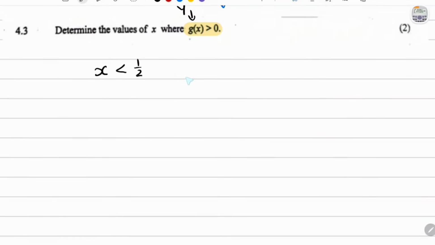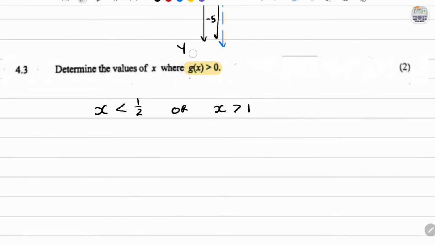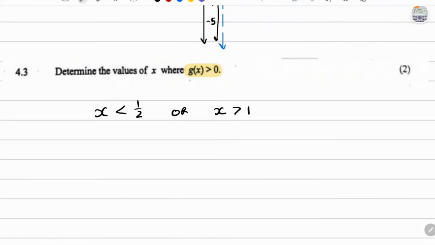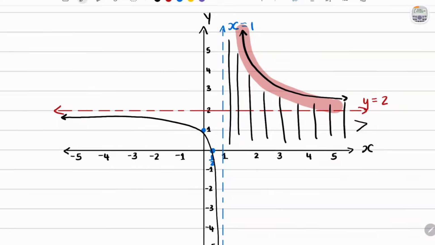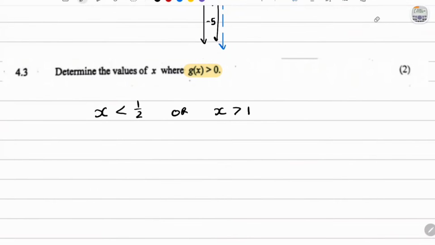So this is where x is greater than 1. Okay, so we can tell them that: x is greater than 1. And that would be our answer for this question. We cannot say x is equal to 1 because we have an asymptote there and the graph does not have a value at x is equal to 1. So moving on to the next question.